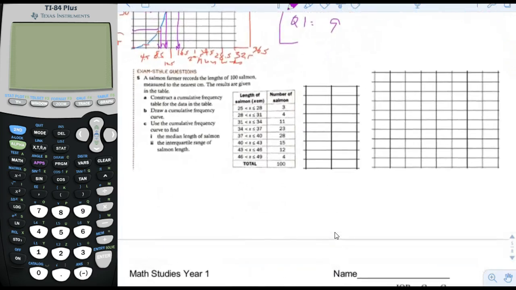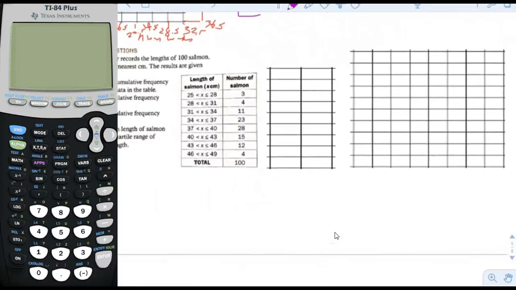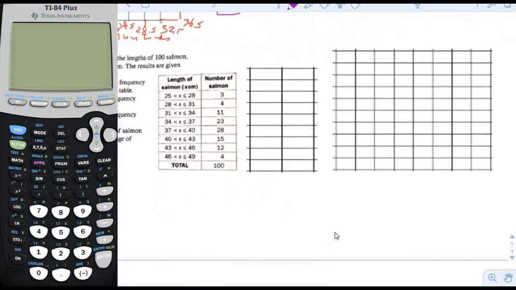A salmon farmer records the lengths of 100 salmon measured to the nearest centimeter. The results are given in the table. Construct a cumulative frequency table for the data in the table. Draw a cumulative frequency curve, and then find the median and IQR. So you've already seen pretty much everything they're going to ask you about cumulative frequency graphs. Basically asking you median and IQR, and maybe some percentages.